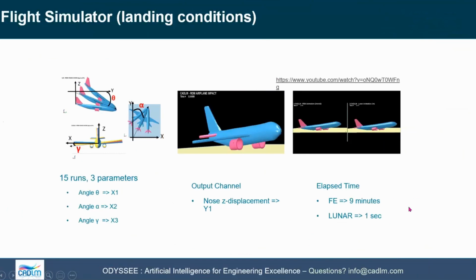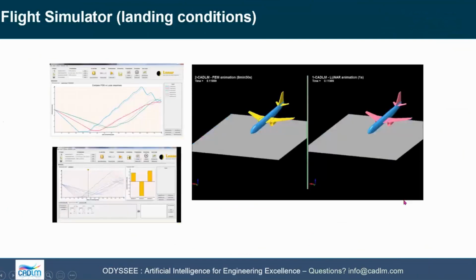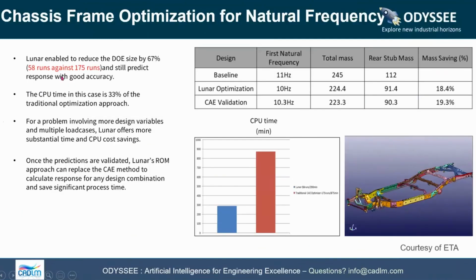I will skip this because my time is short. This is natural frequency with typical optimizers, which I don't want to name here. The best solution known on the market is 175 runs, and with this technique, 58 runs only, and within a few seconds. So extremely powerful technique.